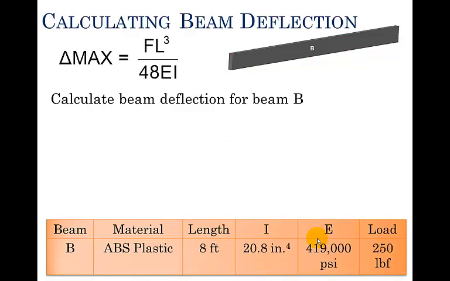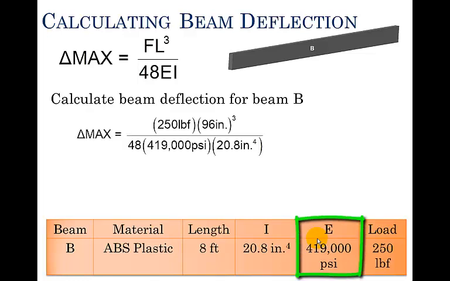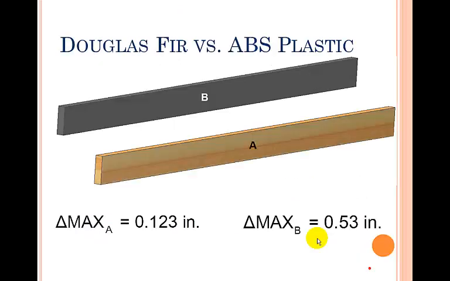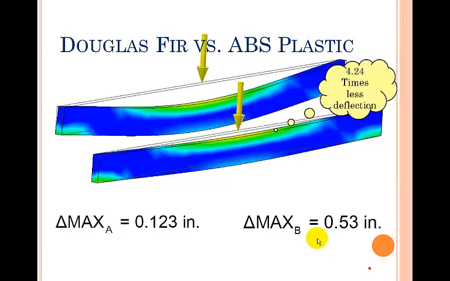Now we're going to plug the same numbers in for the ABS plastic beam, except the modulus of elasticity is different now. So again, plug in all my numbers to my formula: my force, my length between the span, my modulus of elasticity, and my area moment of inertia. Crunch the numbers, and I get a deflection of 0.53 inches. So the comparison between the Douglas fir and the ABS plastic is 0.123 inches to 0.53 inches. That's an enormous difference. We get greater than 4 times the deflection in the plastic beam.